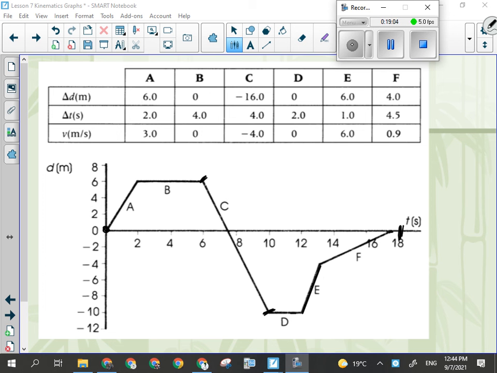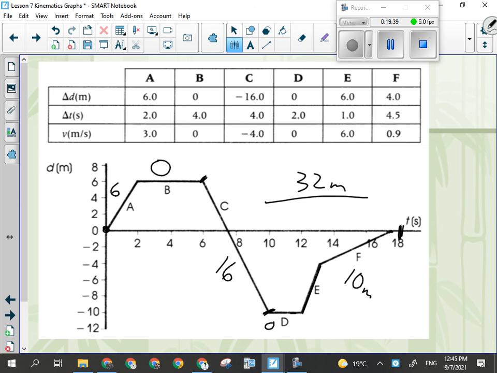All right, so in part A I go from 0 to 6. So I go 6 meters during part A. I don't go anywhere in part B. The line's flat, right? Then I go from 6 to negative 10, so that's 16 meters. Then I don't go anywhere. And then I go from negative 10 all the way back to 0, so that's another 10 meters. All right, so I got 6 plus 16 is 22 plus 10 is 32 meters. There's my total distance traveled, 32 meters.